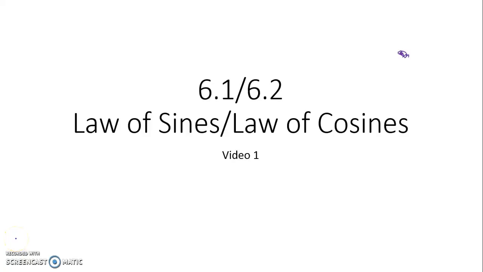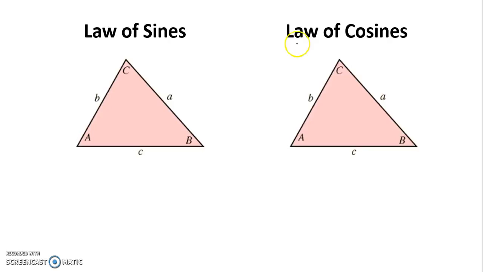6.1 and 6.2 talk about our law of sines and law of cosines. Both of these are ways to use your sine and cosine like you did with right triangle trig, but this time they're in oblique triangles. An oblique triangle just means that it is not a right triangle, so a non-right triangle.